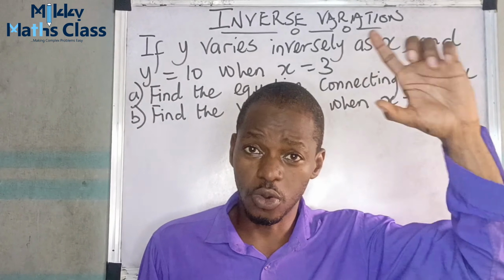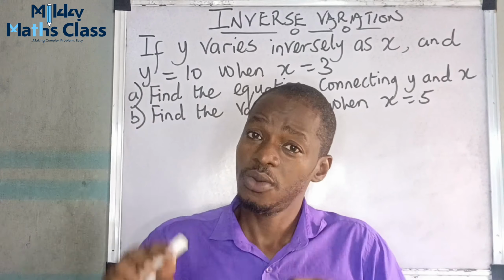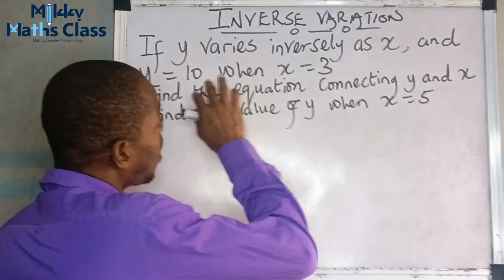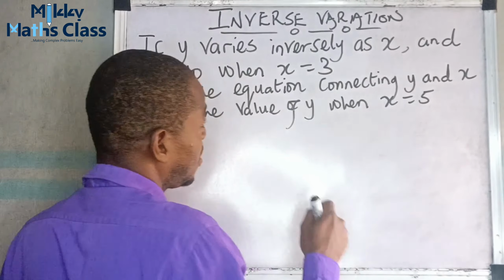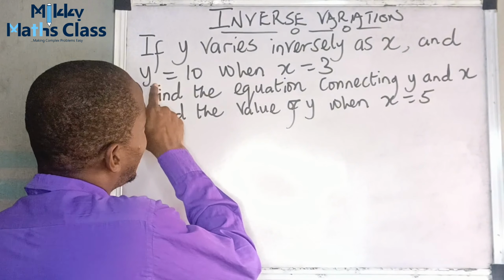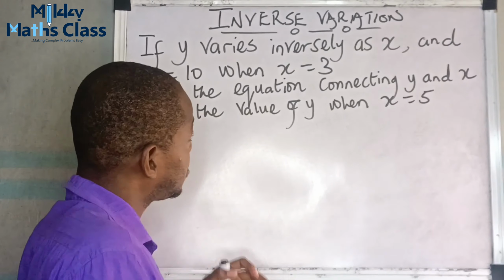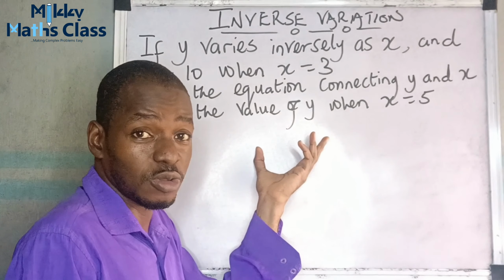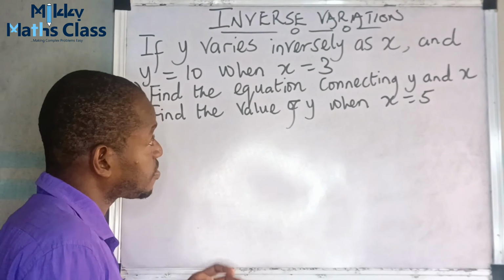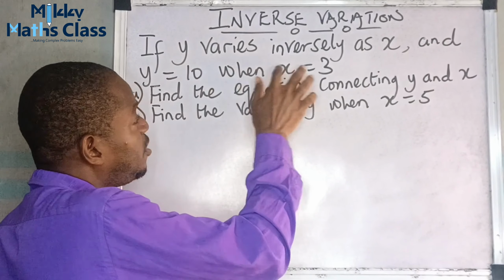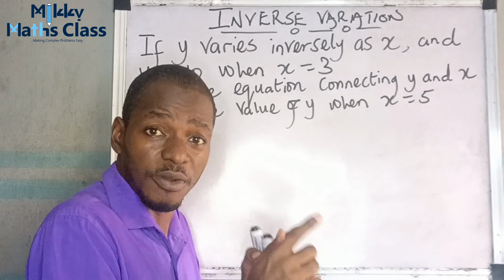In summary, when one goes up, the other comes down. When one comes down, the other goes up. Let's look at an example. If y varies inversely as x, and y is 10 when x is 3. Remember what I said in the earlier class on direct variation? You can check out the content on direct variation. Now, the first set of values are used to find the constant of proportionality.